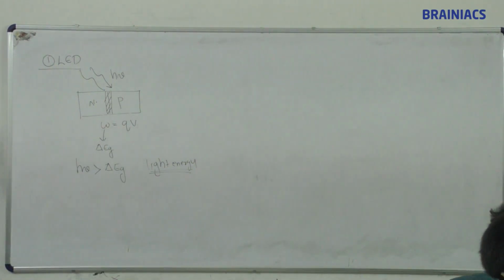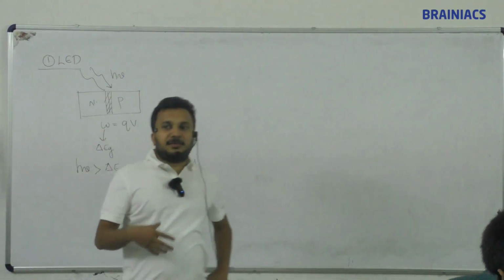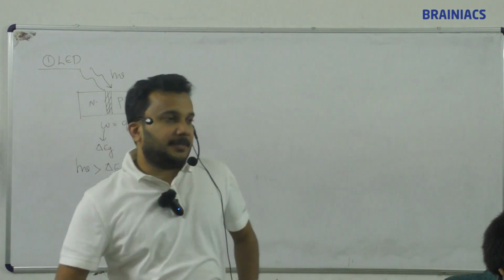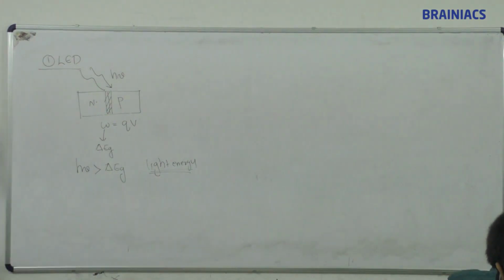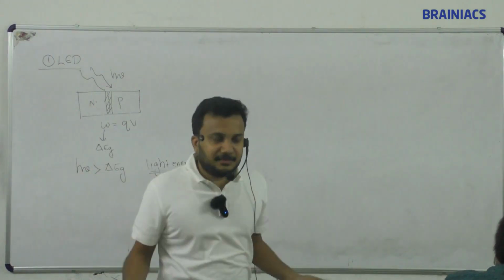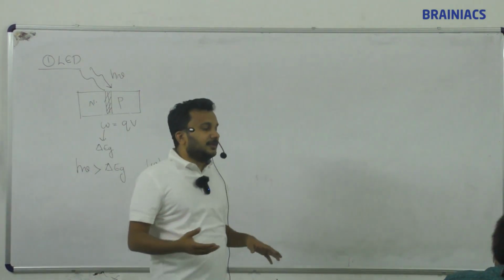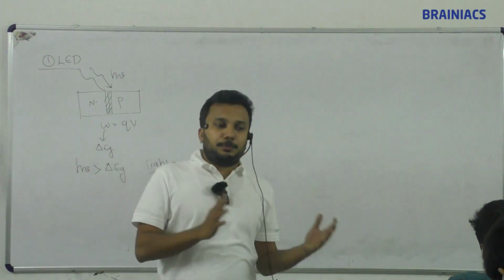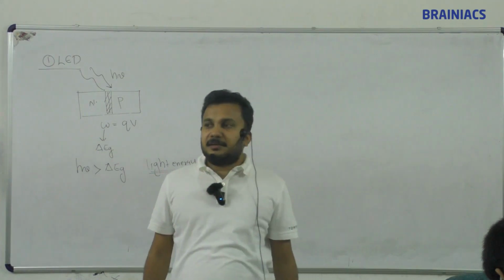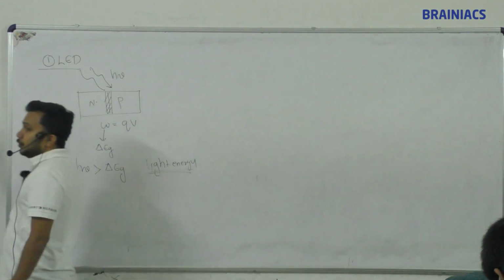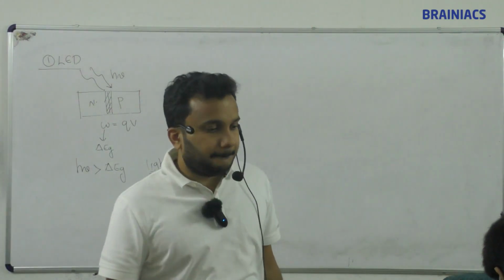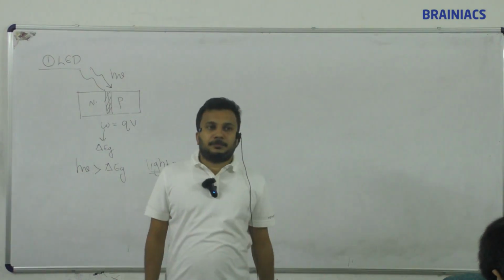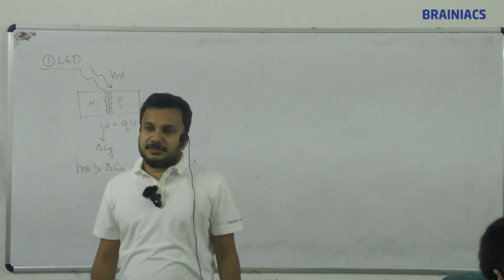Whenever an external energy, light, thermal energy, battery, anything, is given to the diode, the electrons from the N side move to the P side and holes from the P side move to the N side.